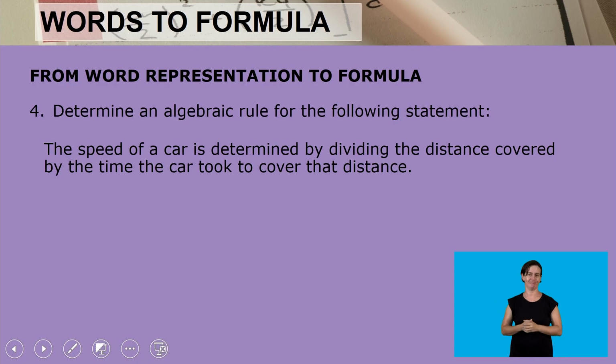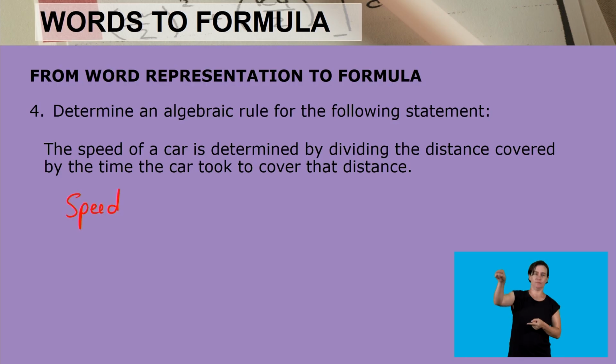And then our last question there is again us determining an algebraic rule from the statement. It says the speed of a car is determined by dividing the distance covered by the time the car took to cover that distance. So when we look at our statement, it says there that the speed of this car is determined, so meaning the speed is equal to, so it is determined by dividing. So we are going to divide these two. What are we dividing? We are dividing the distance covered by the time that the car took.